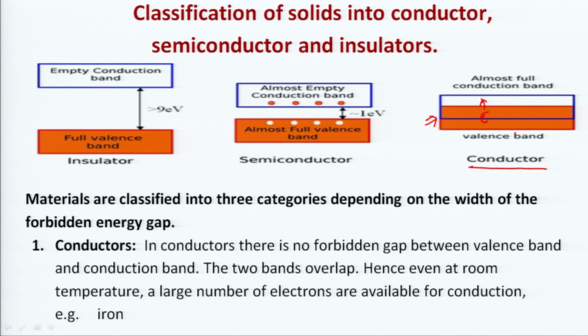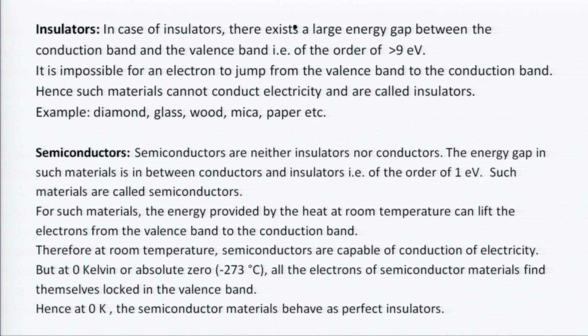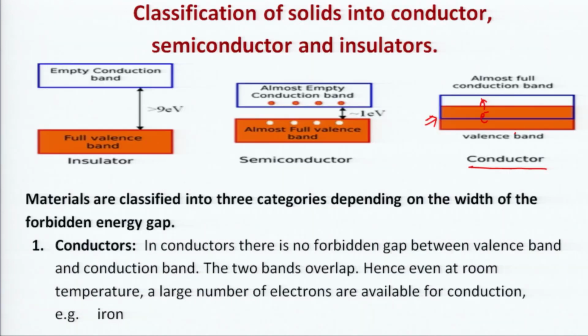Now, let us have a look at the insulators, as you can see in the diagram over here. Insulators are the ones which have a large energy gap, and because of this large energy gap, the electrons cannot easily jump from the valence band to the conduction band, and therefore no flow of electric current. As we know, electric current or the conductivity is nothing but the flow of electrons. Whichever direction the electron flows in, the current flows in the opposite direction.